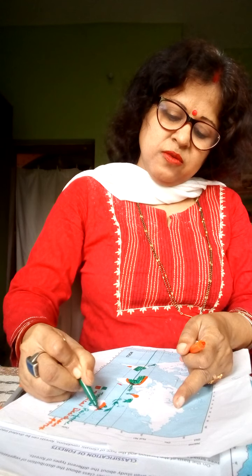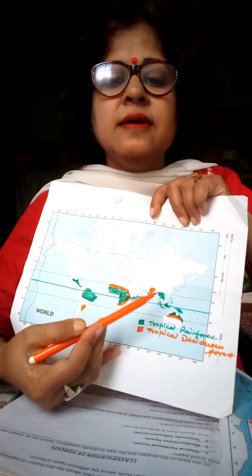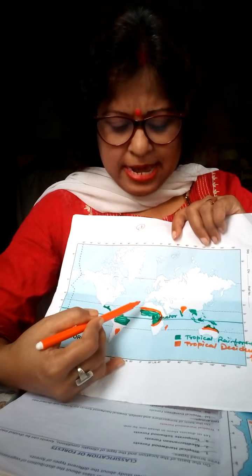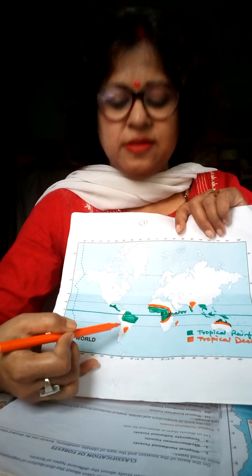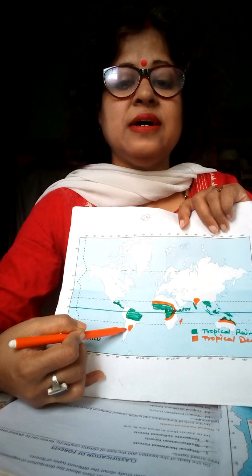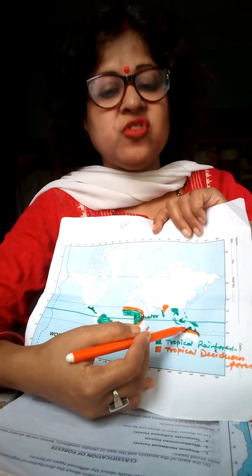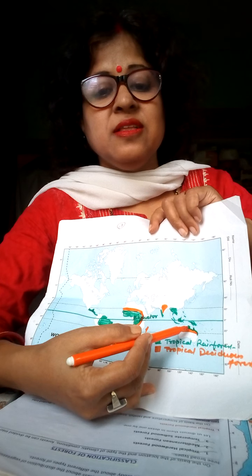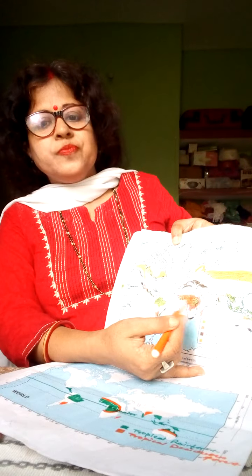Just a little wait. See, in India, it is tropical deciduous forest. In Africa, in these places, tropical deciduous forest. In South America, here it is found deciduous forest. In Australia, here it is found deciduous forest. And above it, this is evergreen forest in Africa. All these things are given in your book.